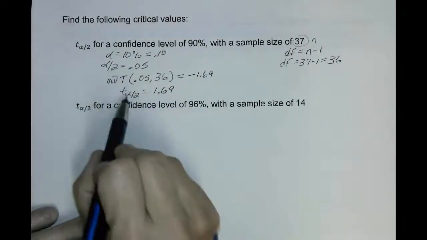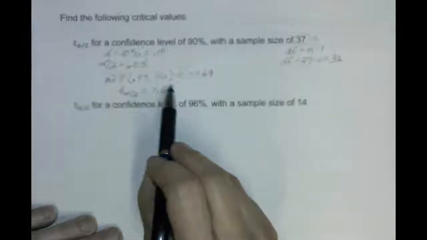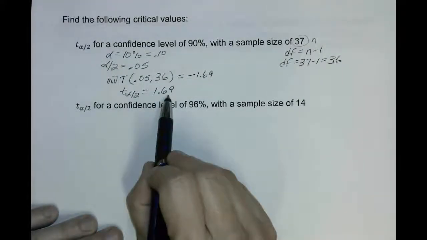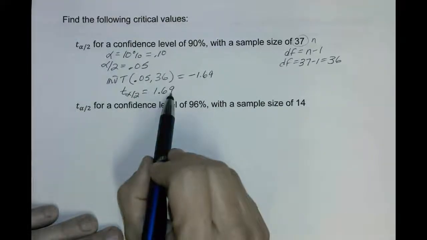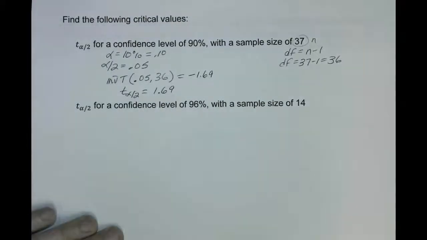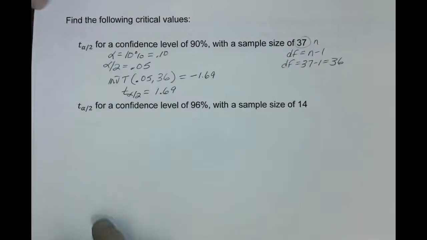Now for these ones with the T, since they depend on the sample size, you can't depend on getting this answer for everyone. If you had a different sample size, you'd get a different critical value. So it's only for the Z ones that you can count on it always being the same for the same confidence level. That doesn't work for the t's. You just have to calculate them every time.